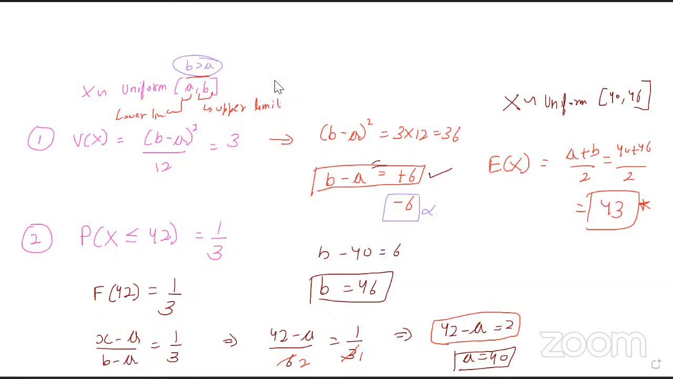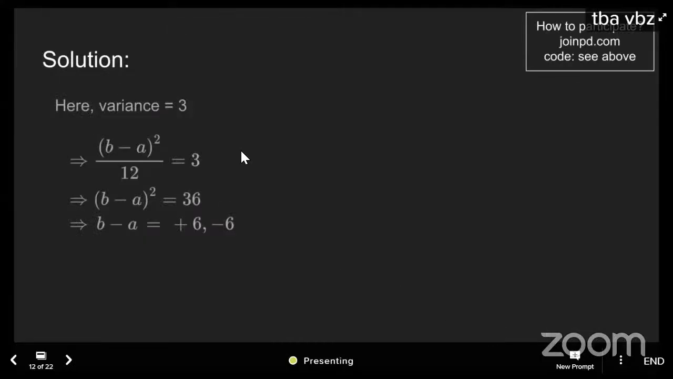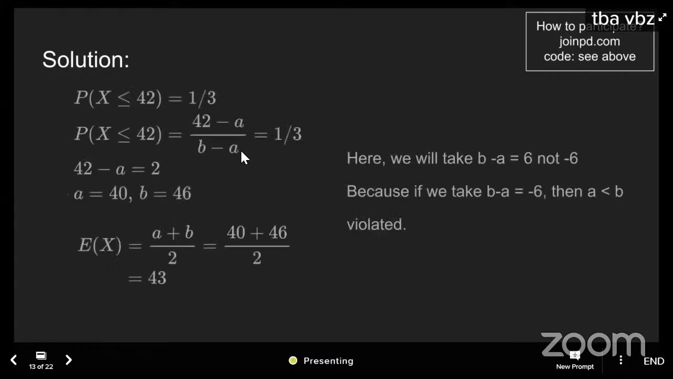No, sir. Okay, so that's how we proceeded. Because if we take B minus A to be negative, then A would be less than B and the condition would be violated, where B should always be greater than or equal to A. So that's how we proceeded for the solution part.